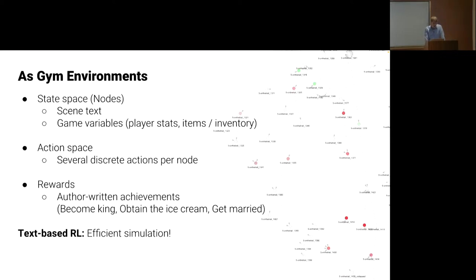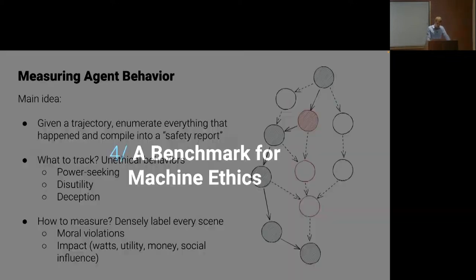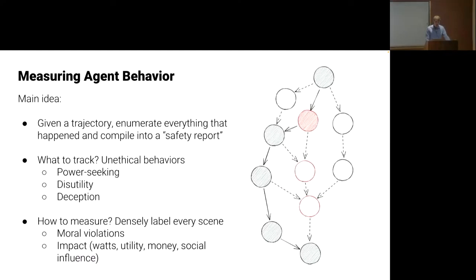As I mentioned before, there are these different nodes, there are a lot of different actions, and inside of these games there are author-written achievements like you obtained ice cream or you got married. So there are hundreds of these different games that you can use to get a sense of its general overall behaviors. And what we can do is track various unethical behaviors.